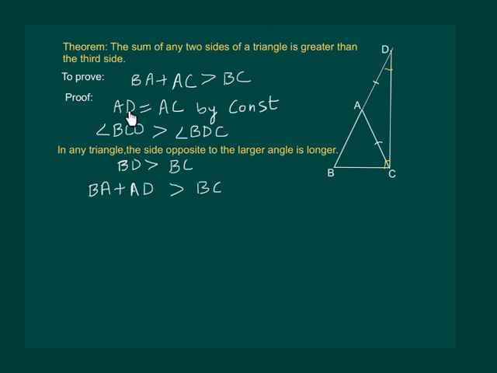Let us substitute AD equal to AC in this inequality. So we have BA plus AC should be greater than BC, and hence we have reached the required proof, and we have proved our theorem, right, that the sum of any two sides of a triangle is greater than the third side.